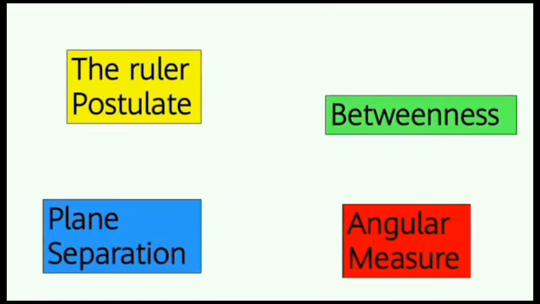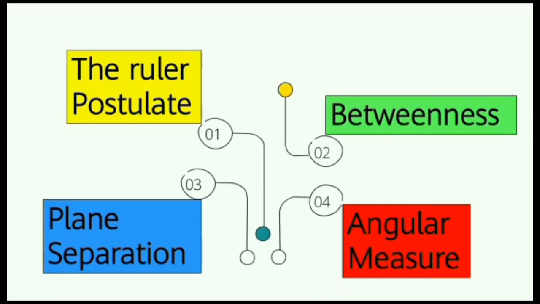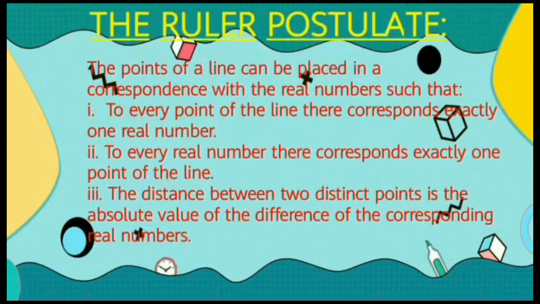So we're going to tackle these four: the ruler postulate, betweenness, plane separation, and angular measurement. The axiom basically says that every line is a number line. So first we're going to tackle the ruler postulate.